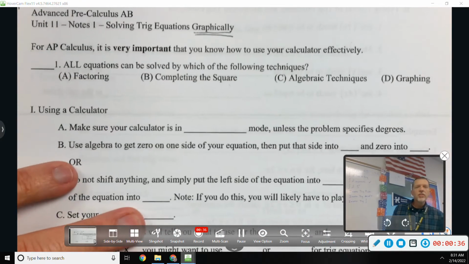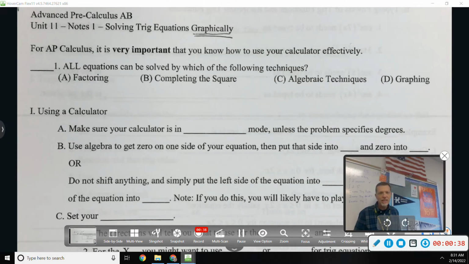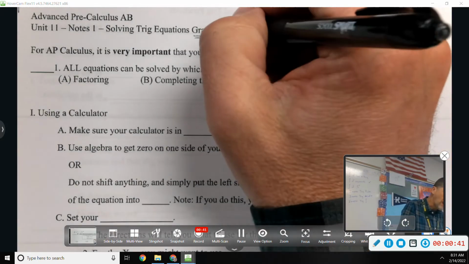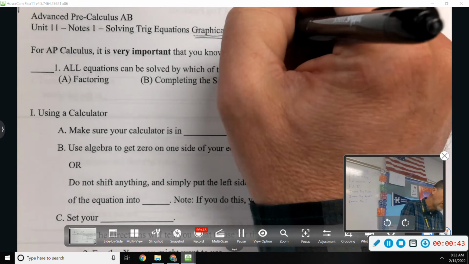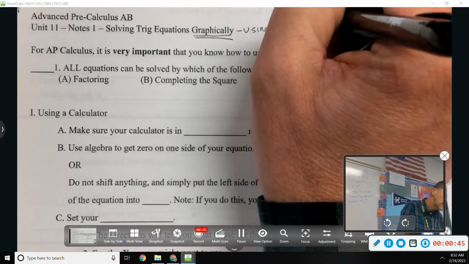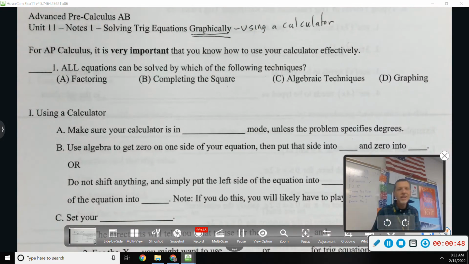So today we're going to solve trig equations graphically. And we don't just mean graph by hand, we mean graphically using a calculator. So a lot of today's notes, we'll do some examples on the second page. You see some actual math problems. But before we get to the actual math problems on page 2, we need to make sure we know how to work the calculator. And so this is really about the buttons on the calculator, how to use the calculator.